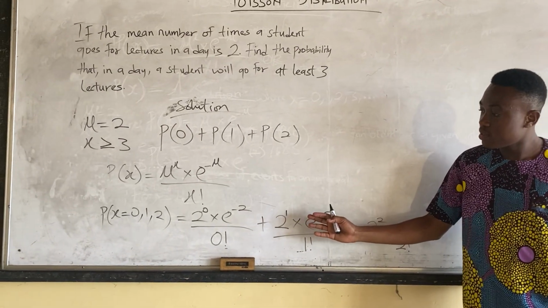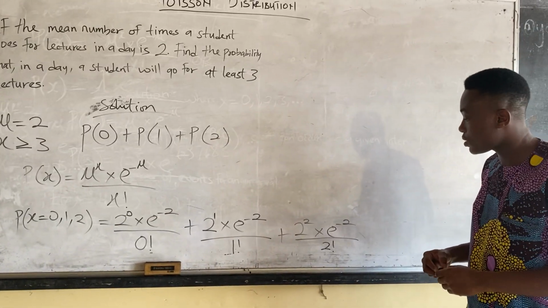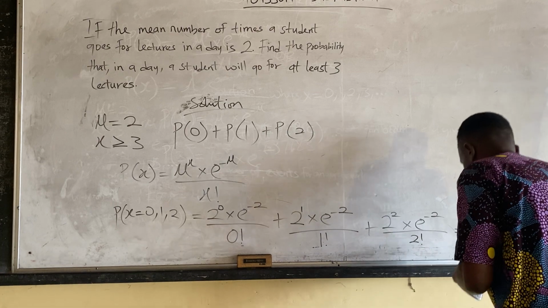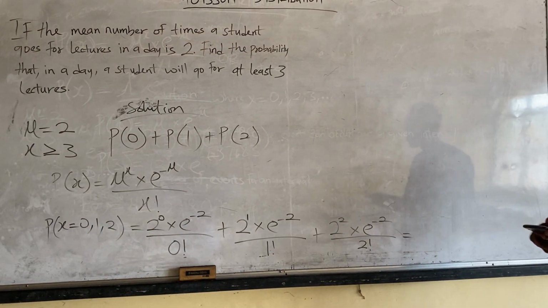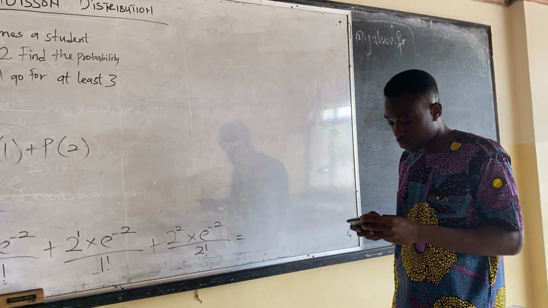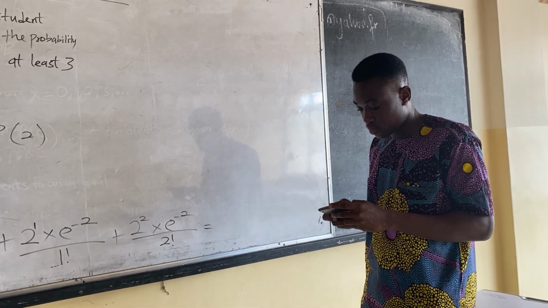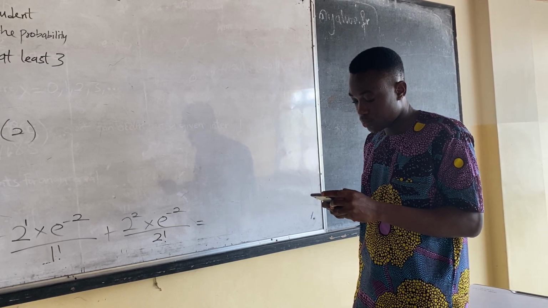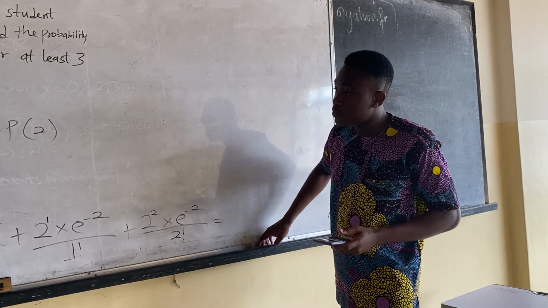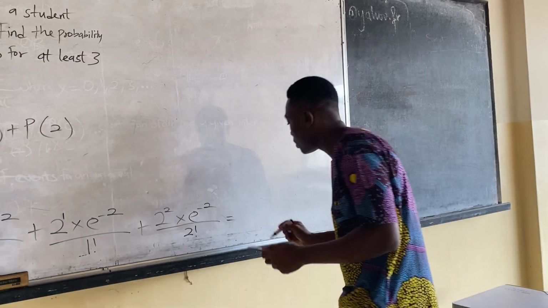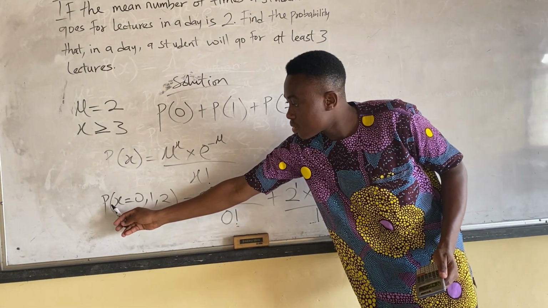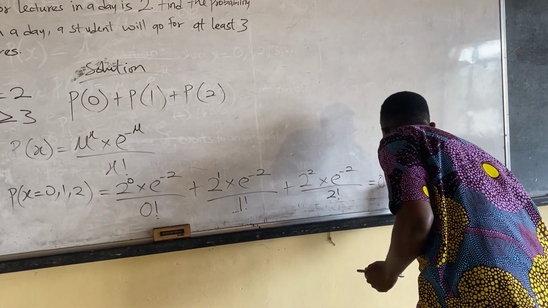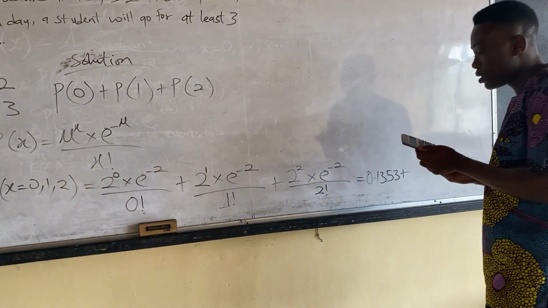Now let's quickly find the values of the 3 using our calculators. We have our first value as 0.1353. That is the probability of x equals 0. The value for x equals 0 is 0.1353. So we have our 0.1353 plus the second.